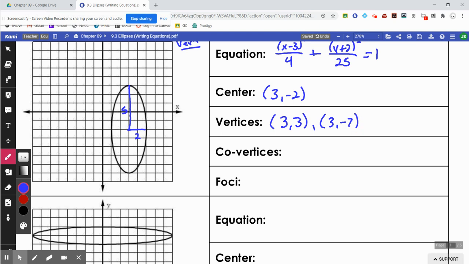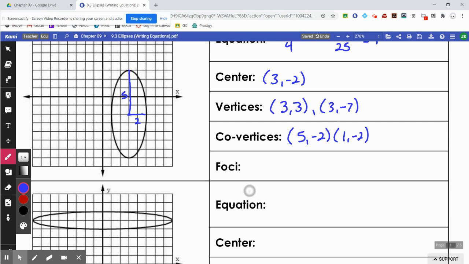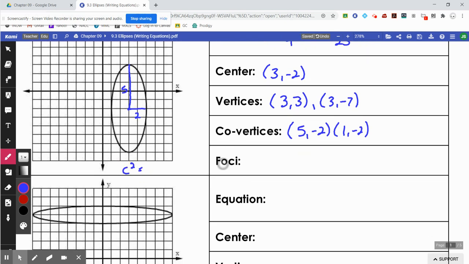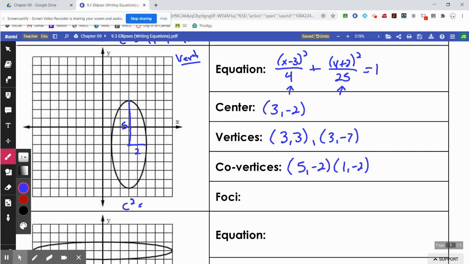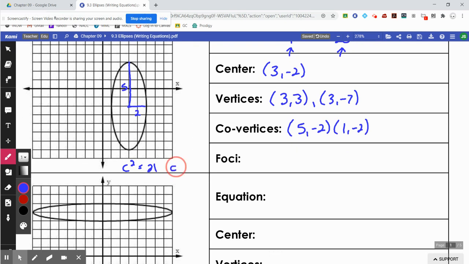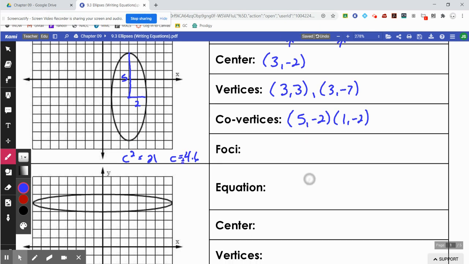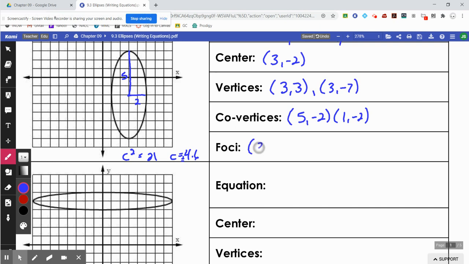Your co-vertices are located to the right and left of the center. So that's going to be located 2 units to the right, which is at 5, -2, and 1, -2, 2 units to the left. To find your foci, you're going to do c squared is equal to a squared minus b squared, which is 21. So your c value there is going to be the square root of 21, which is somewhere around 4.6. And that would be positive and negative. So we're going to go up and down 4.6 from our center. So our foci is going to be located at 3, 2.6, and 3, -6.6.